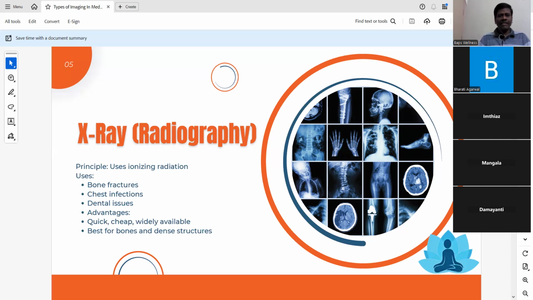Here, ionizing radiation is used to capture a 2D image of the internal structures. The dense structures like bone absorb more X-rays, and that will appear in white color. Whereas the soft tissues or hollow structures absorb fewer X-rays. That's why they appear dark, blackish.